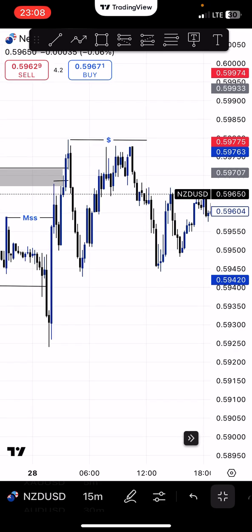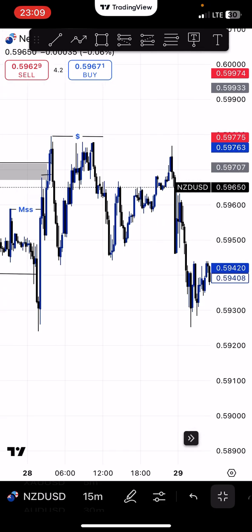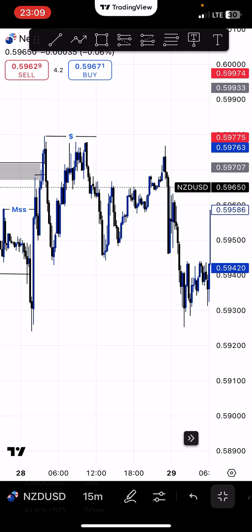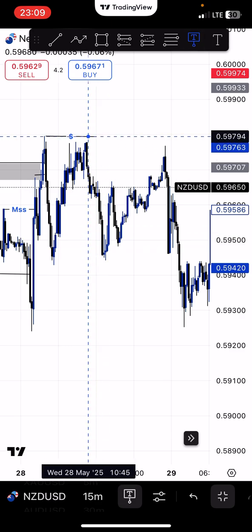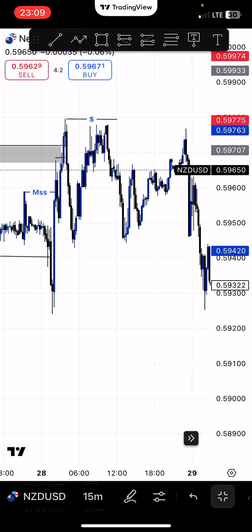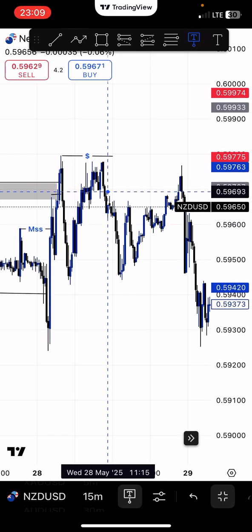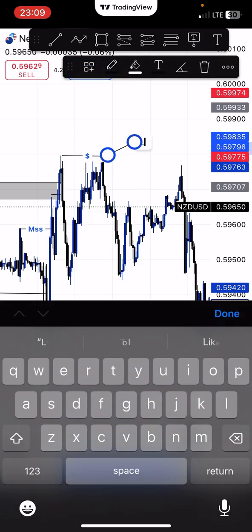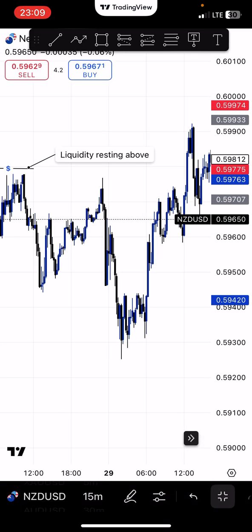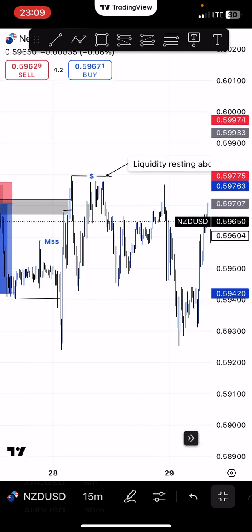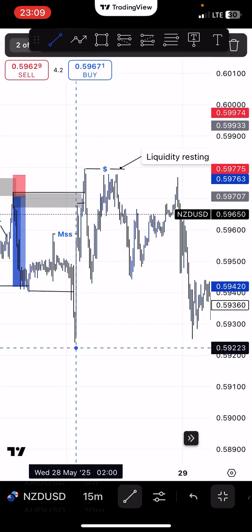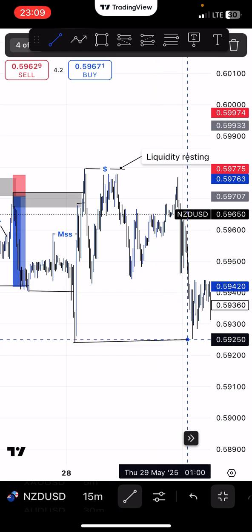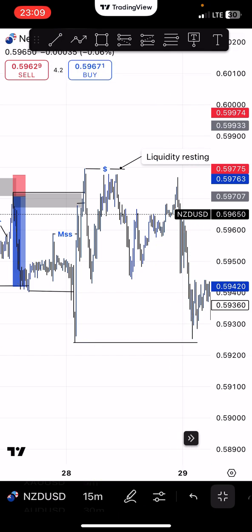So from this point, I know that definitely there is liquidity resting above. There's liquidity resting above. Seeing that alone, I know this is my new low. This is my new low, definitely.